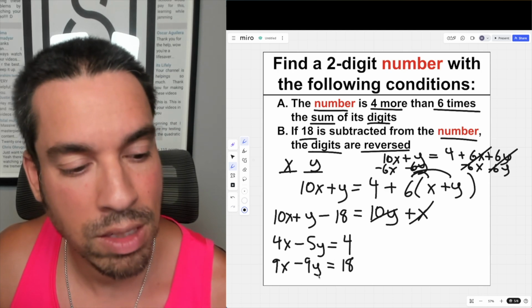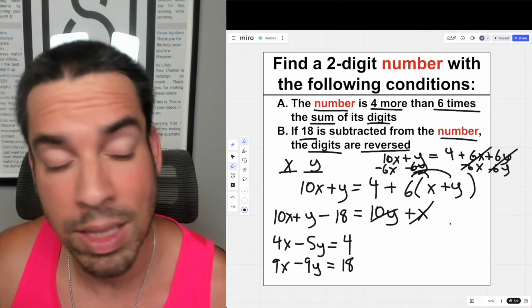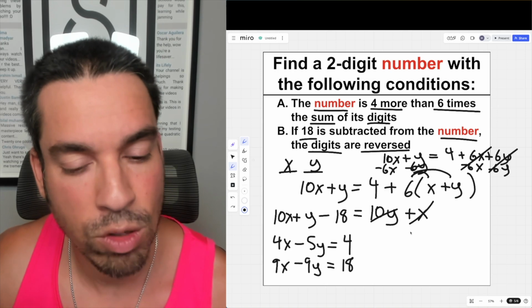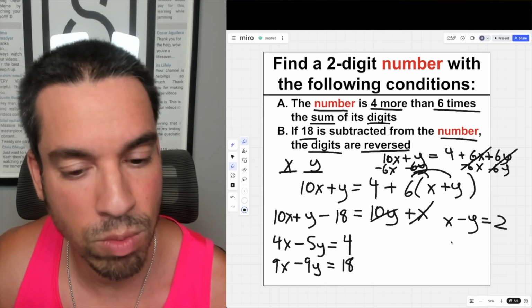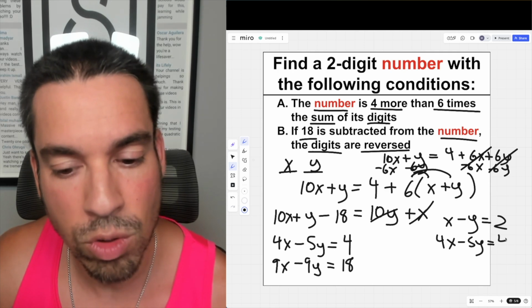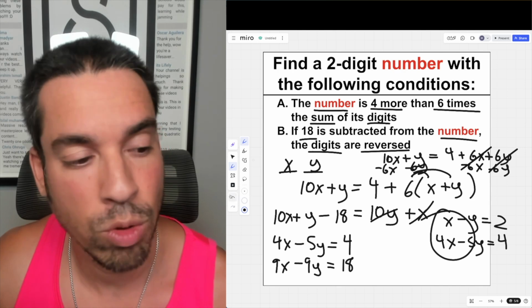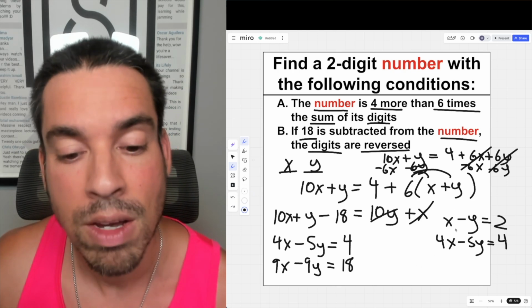Now we can simplify this bottom equation a little bit further by dividing everything by 9, just to make life easier. Divided by 9, we have x minus y equals 2. This one we can't really simplify, so I'm going to leave it as is. Now, how do we use elimination here? Well, the key with elimination is we want to match up 2 of the variable coefficients, the matching variables. For the x's, that's going to be pretty easy.